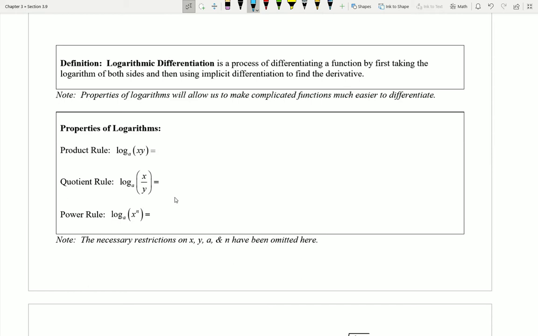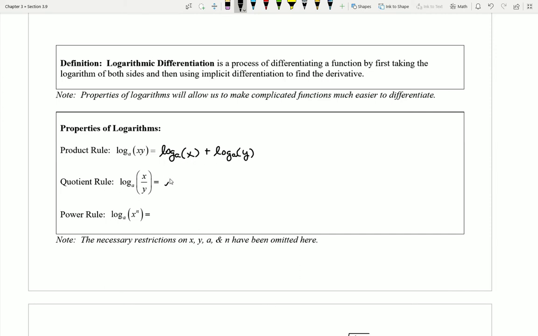Now, we actually already talked about these properties of logarithms back in skills check number 2, but I'll re-highlight them here. The product rule for logarithms, remember, said that if I ever had a log with a base a of an x times a y, I could rewrite this, and I'll use a different color here, as a log base a of x plus the log base a of y. That is, I could rewrite this log of a product as the sum of two different logs.